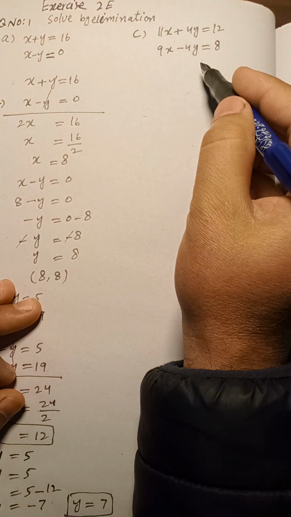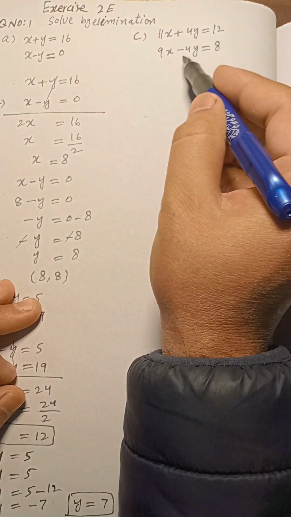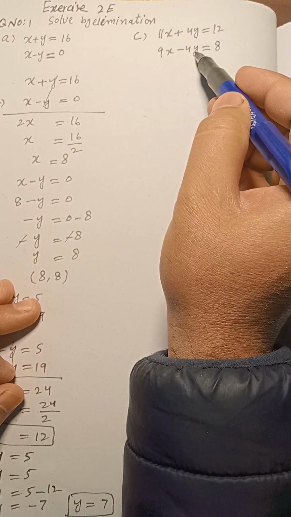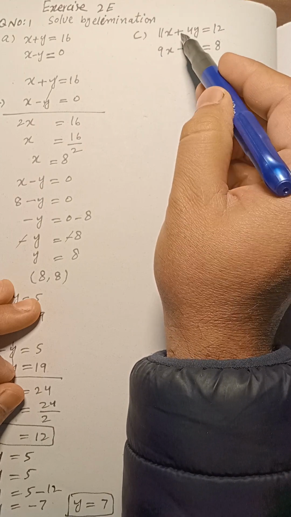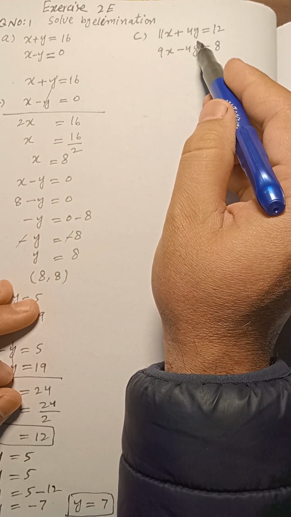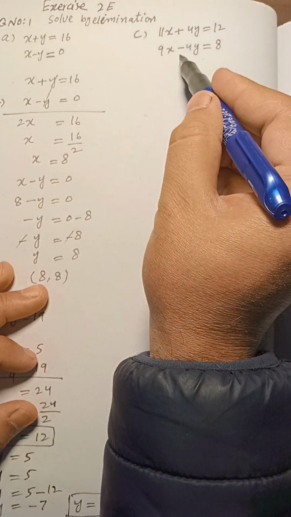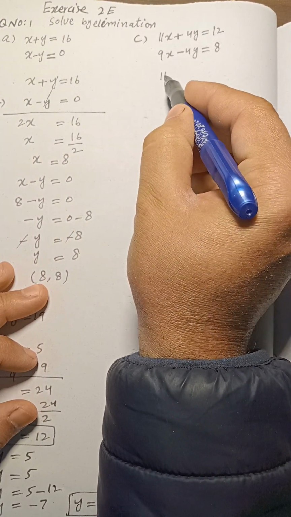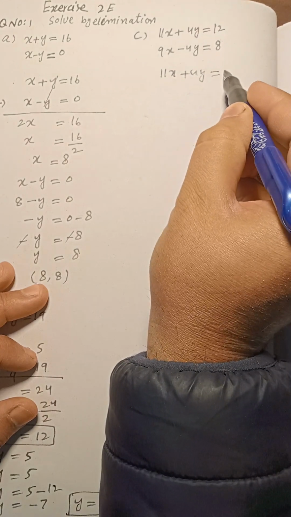Now see the next question, C part. 11x plus 4y is equal to 12 and 9x minus 4y is equal to 8. Here y is the same and has opposite sign. This is 4y, this is 4y, and this is plus and this is minus. So it is the same and of opposite sign. We can simply remove this by eliminating it by subtracting it. So write here 11x plus 4y is equal to 12.